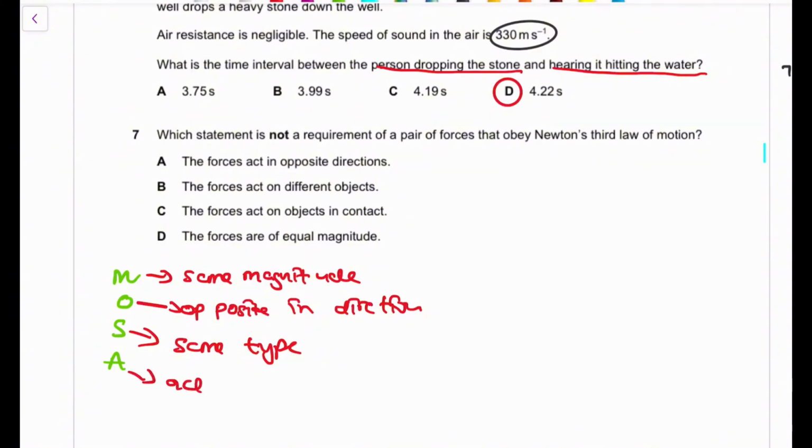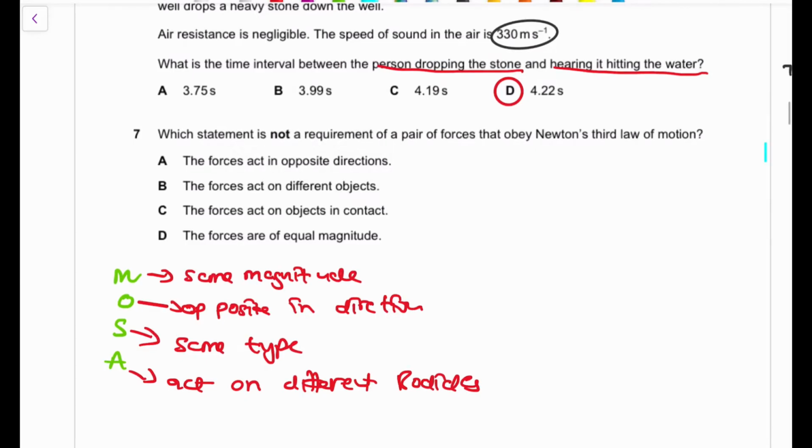The third one, the forces have to act on different bodies. So, do they act in opposite directions? They do. It is a requirement. Do they act on different objects? It is a requirement. Are they of equal magnitude? It is a requirement. Do they act on objects in contact? Is that part of MOSA? It's not. So that is not a requirement.